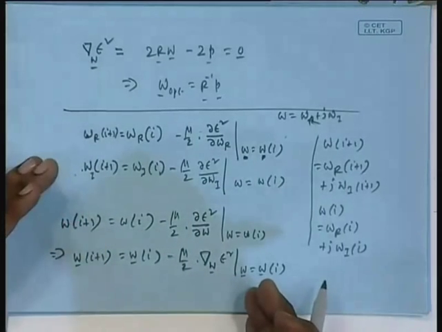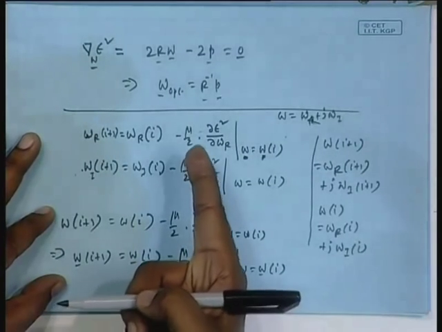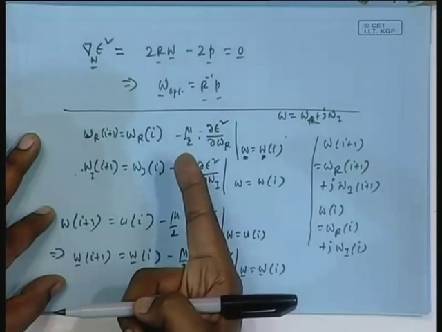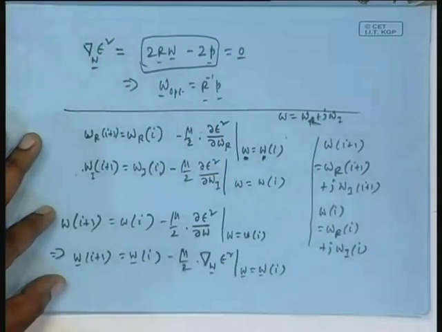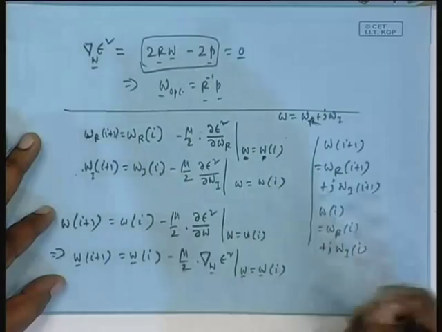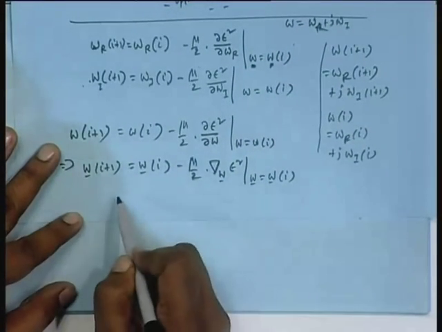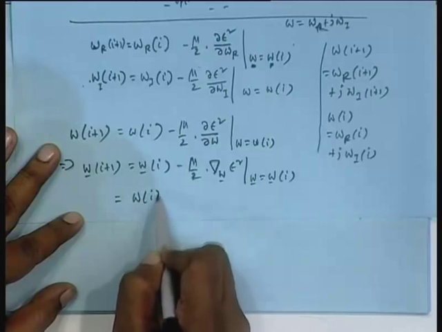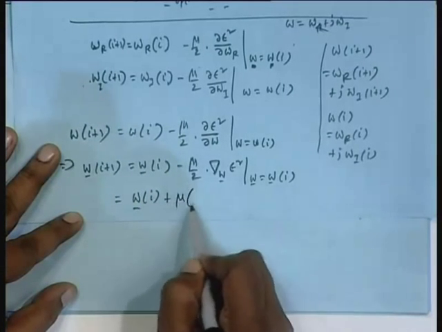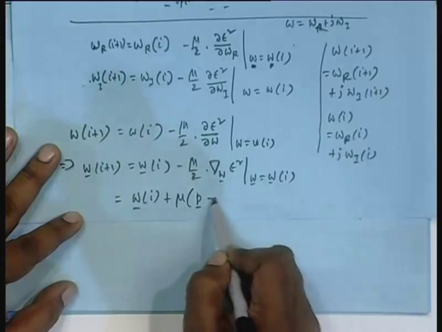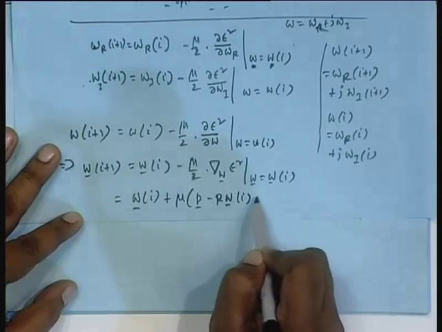okay. I can easily generalize this, and this gradient also we have found out in the previous minimization procedure, isn't it? This is the gradient. You put that back, 2 cancels. So, what you get is simply W I plus 1 equals W I plus mu into p minus R W I.